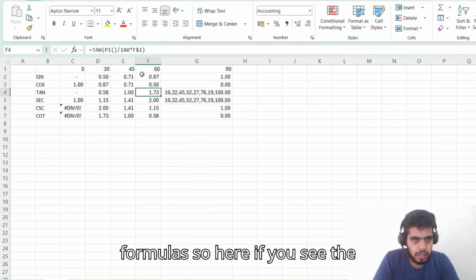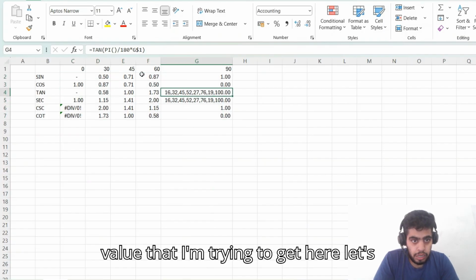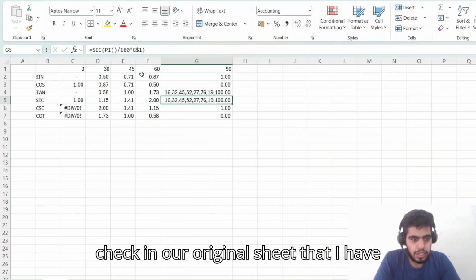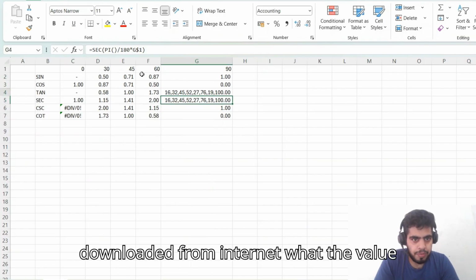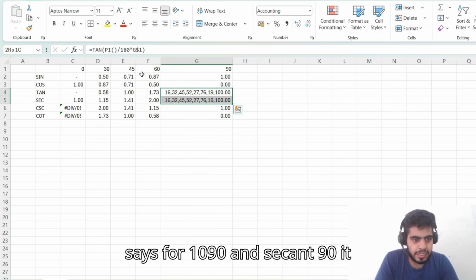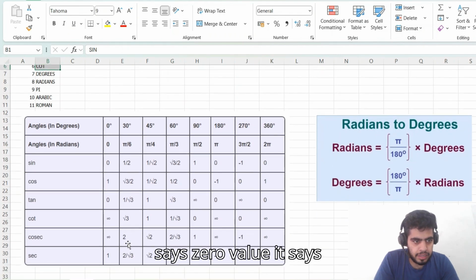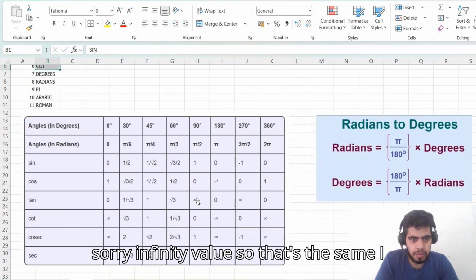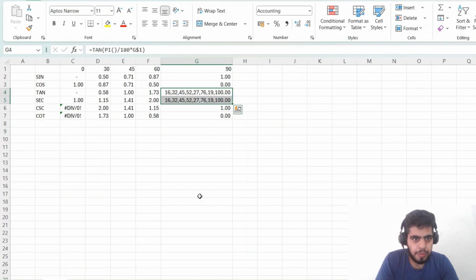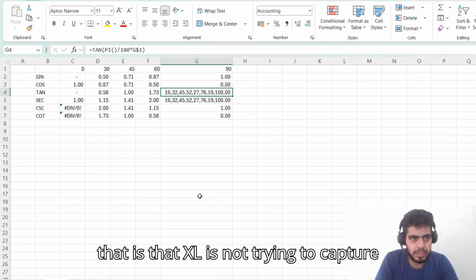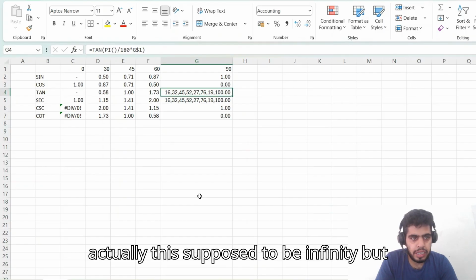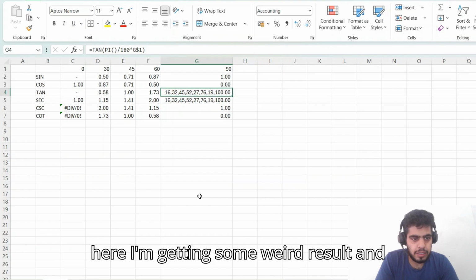So here if you see the value that I'm trying to get, let's check in our original sheet that I have downloaded from internet what the value says for 90 and secant 90. It says infinity value. So that's the same I'm getting over there. That is the infinity. So basically here Excel is not trying to capture it. Actually, this is supposed to be infinity, but here I'm getting some weird result.